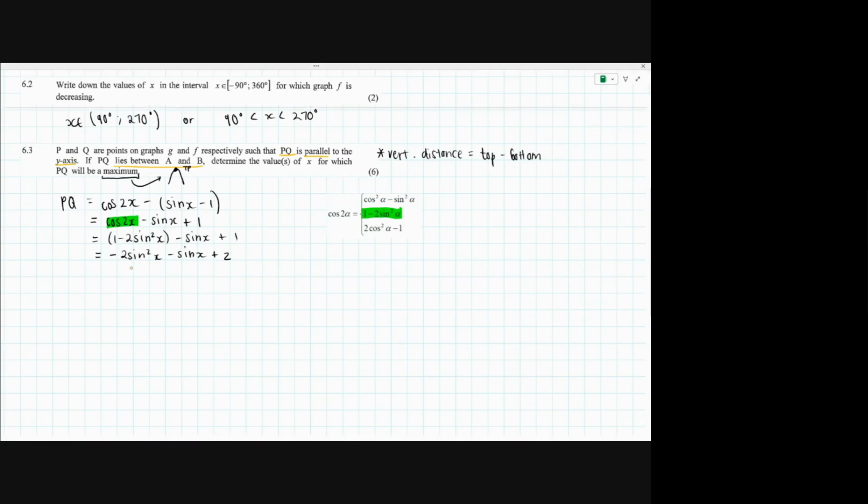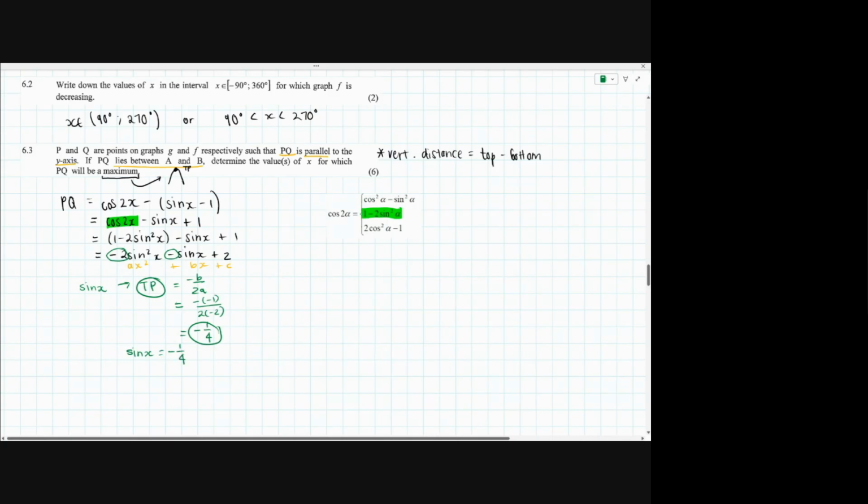Quadratic, ax squared plus bx plus c. This is a quadratic expression. Yes, it's a trigonometric quadratic expression, but a quadratic expression nonetheless. And so now we use that knowledge. We work out for sine of x, because that is the ratio I'm working with, I essentially want the turning point. And we know the turning point is minus b over 2a. I can substitute what I have. Here's b, minus 1. Here's a, negative 2. So minus negative 1 over 2 times negative 2. That gives me negative a quarter. So this is telling me where I can find my maximum point. As long as sine of x has a ratio of negative a quarter, I'm going to find my turning point, my maximum.